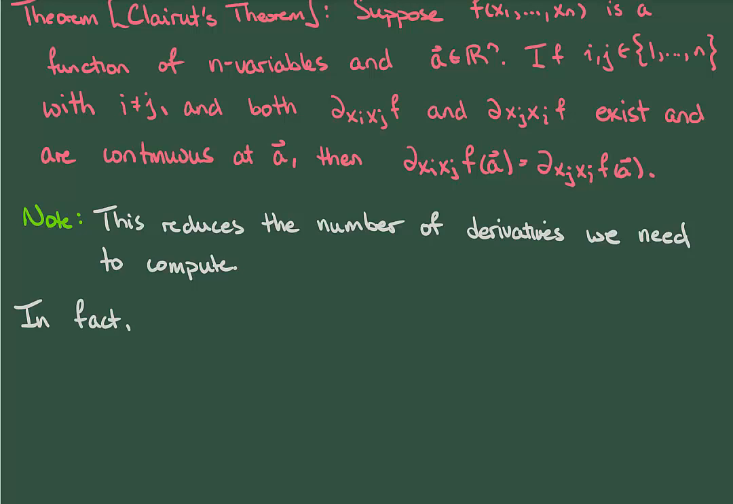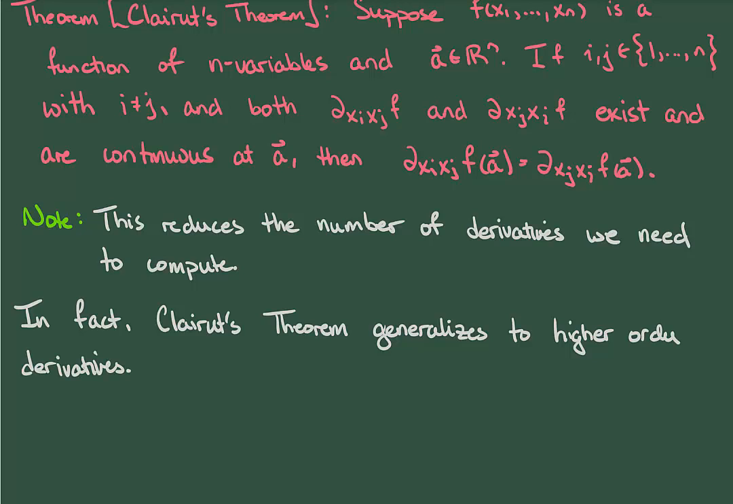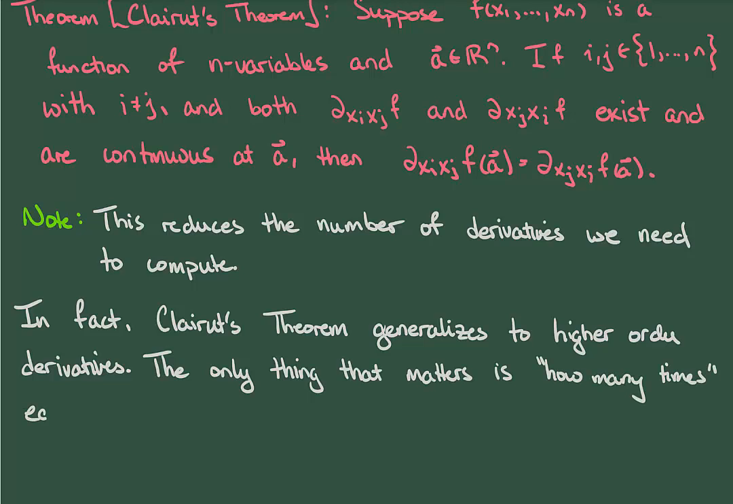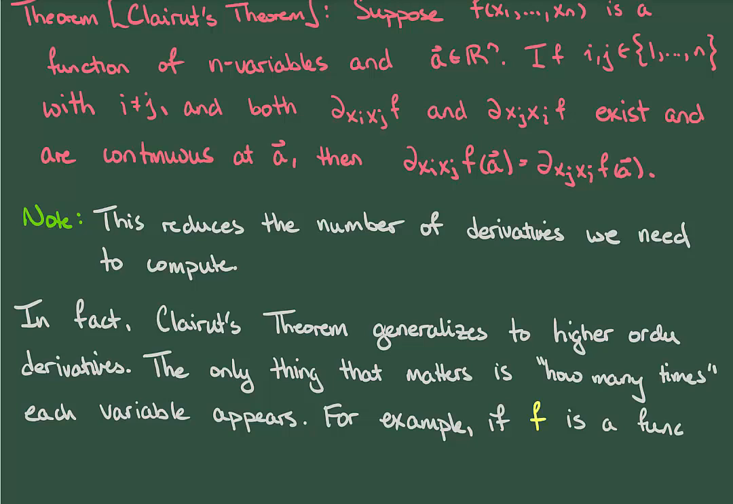Here's a super cool fact. Clairaut generalizes to more than just the second-order derivatives. It turns out that the only thing that matters is how many times each variable appears in the differentiation. To give you an example of what I mean by that, let f be a function of 3 variables, and let's look at a very particular 4th-order derivative.